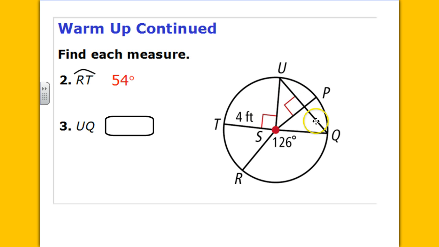And then UQ, U to Q, here is being bisected by this perpendicular radius. And if this is a radius, then it must equal 4 feet, right? This is another radius, so we have a radius here of 4. And so do you recall how to find our UQ? And you should have 4 times the square root of 2 feet.